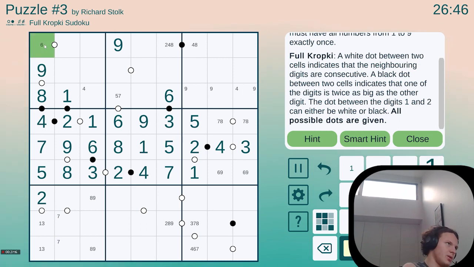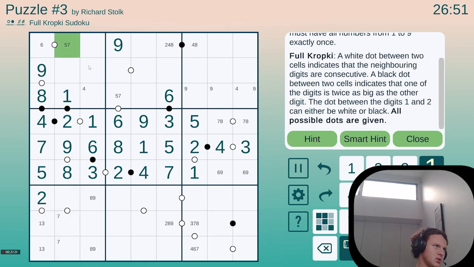Which gets us a 6 up here. And a 5, 7 pair. You know that can't be a 7, so it has to be a 5. Because we know there's a 7 here.